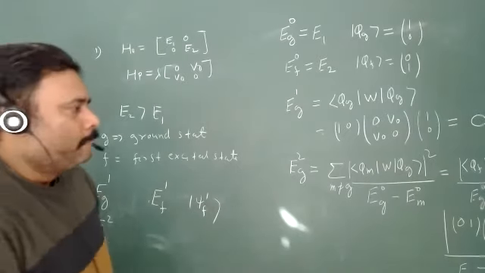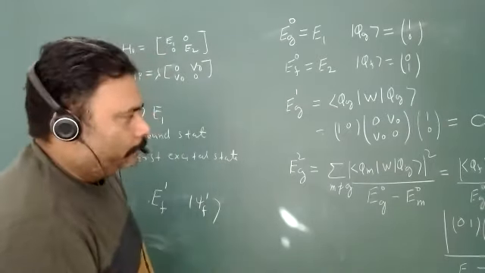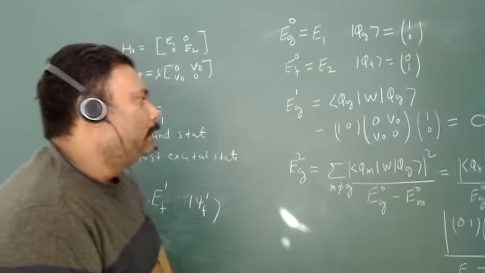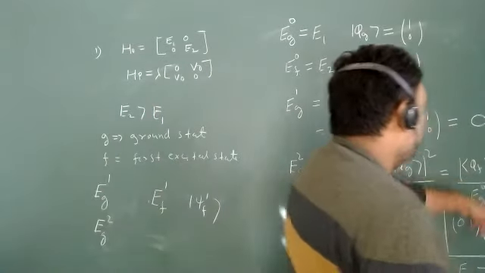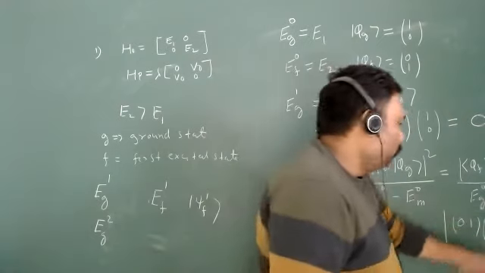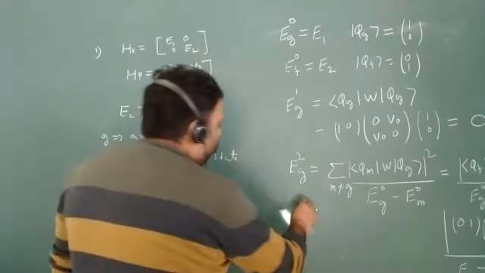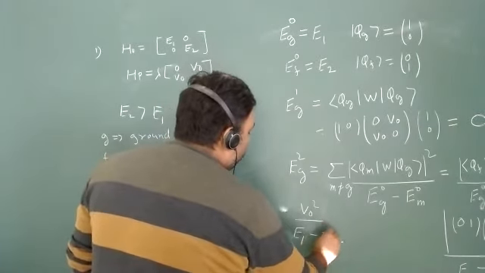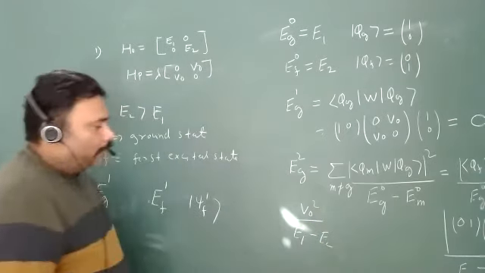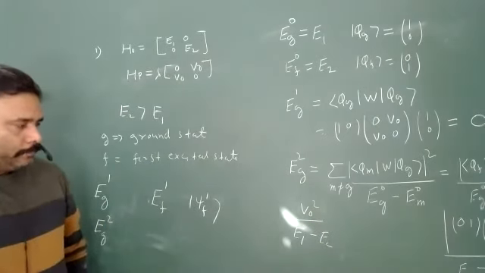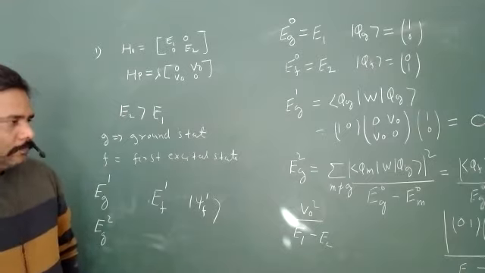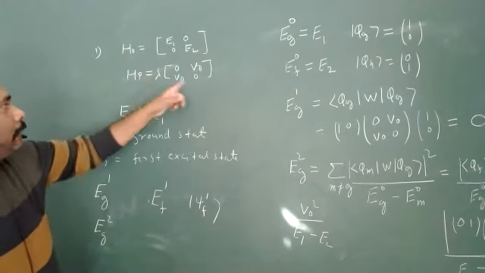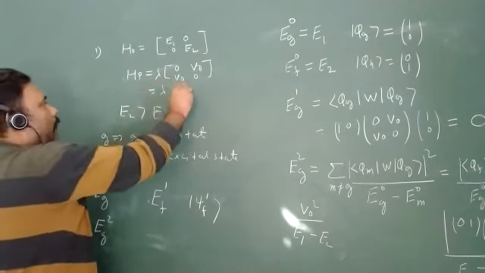Calculate it. Is that V0 square? Just calculate it. What value is coming for this matrix element? You will get V0 square upon E1 minus E2. Is this a positive number or negative number? Sir, lambda will also come, right? Lambda will not come. This is W. We will write lambda later. HP is lambda W, right? Remember, lambda W. Okay?